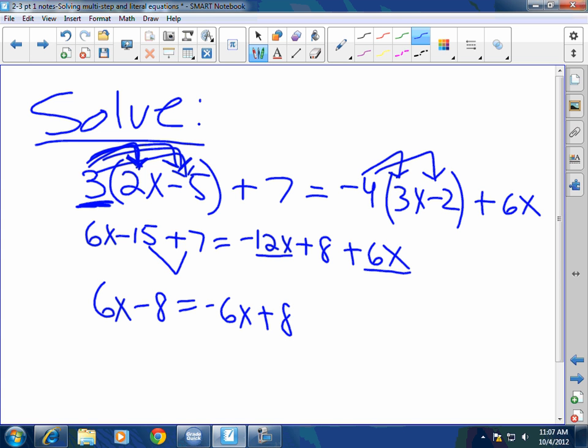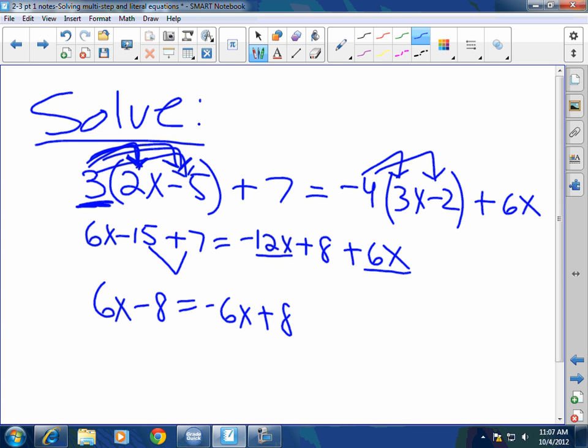Okay, I'm going to take my time there. Does everyone see what it means to combine like terms on both sides? Does everyone understand what it means to combine like terms on both sides?